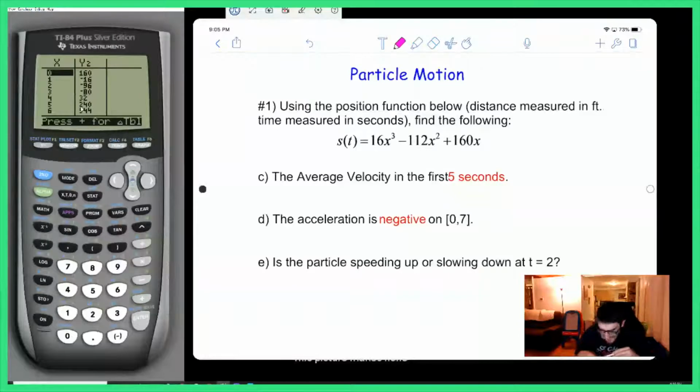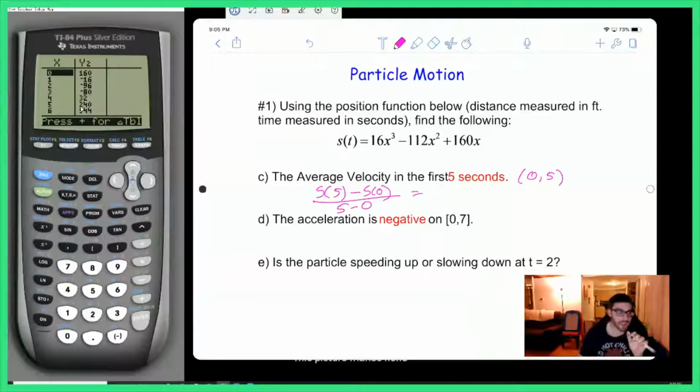So let's try now the average velocity in the first 5 seconds. Remember, average velocity does not use velocity, it uses position. This question is asking you to find the average velocity from 0 to 5, correct? First 5 seconds means 0 to 5. So I would find the position at 5, subtract the position at 0, and divide by 5 minus 0. Just y2 minus y1 over x2 minus x1.